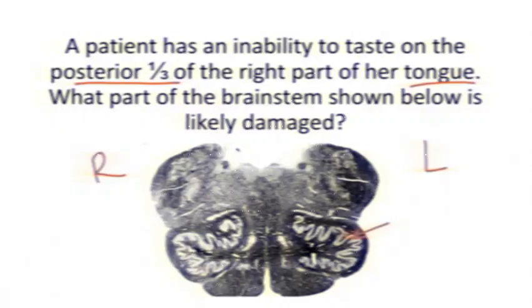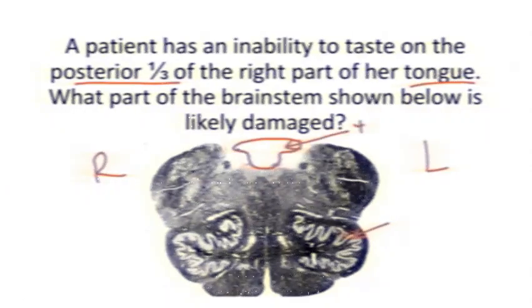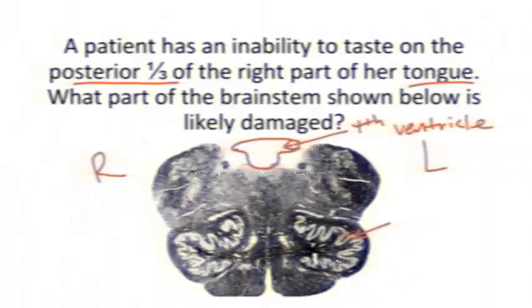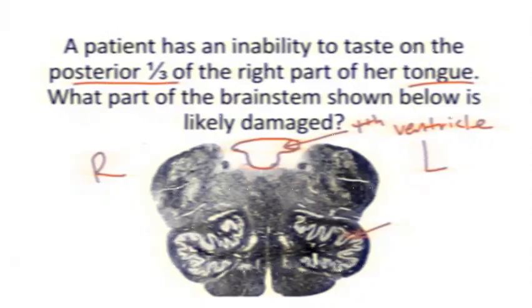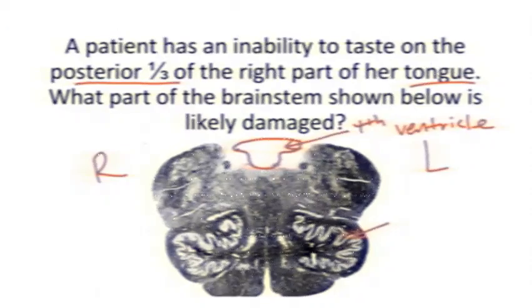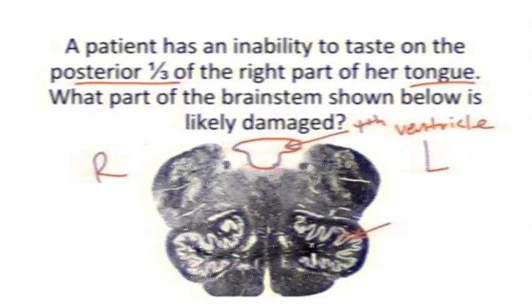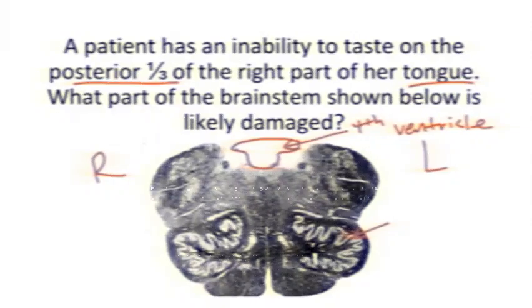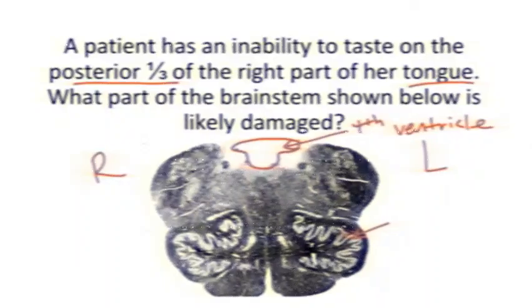Because we're looking at the medulla, we should know that this region here is the fourth ventricle. And recall that all of the cranial nerve nuclei are close to the fourth ventricle or the cerebral aqueduct, depending on the region of the brainstem we're looking at. Finally, as I mentioned earlier, identifying the approximate region of the sulcus limitans can help us separate the sensory nuclei from the motor nuclei. In this case, the sulcus limitans is about here.